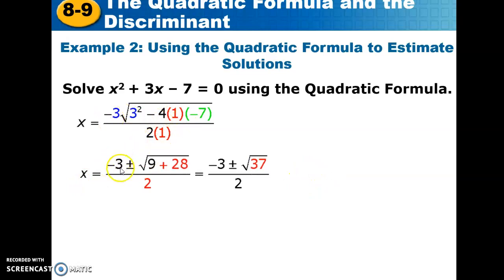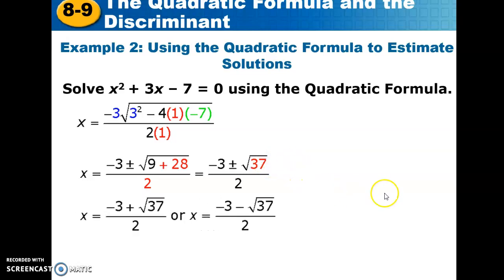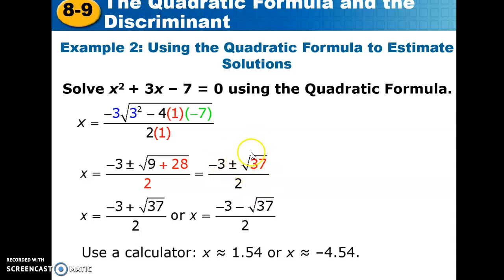But what this gives us is negative 3 plus or minus 9 plus 28 over 2. When we add 9 and 28, we get 37. Now, is that a perfect square? No. So what you can do is just leave it. You don't even need to do this last step here. You literally can leave it like this: negative 3 plus or minus the square root of 37 over 2.